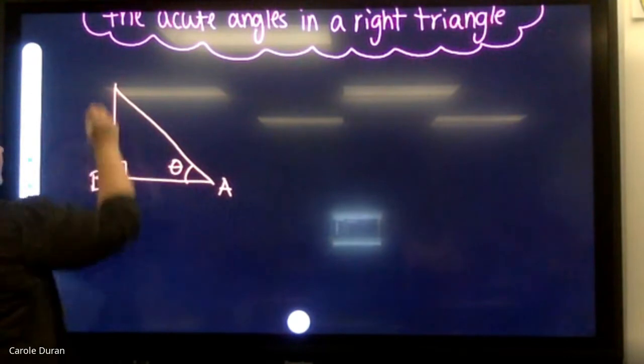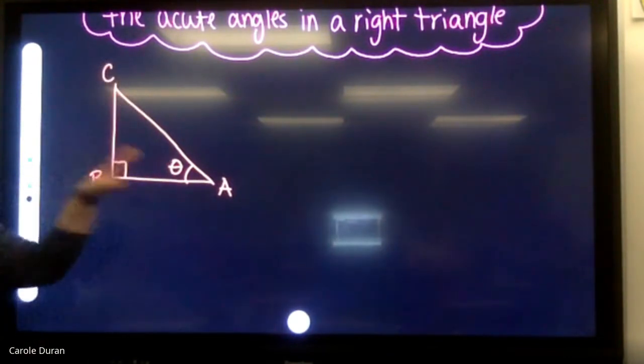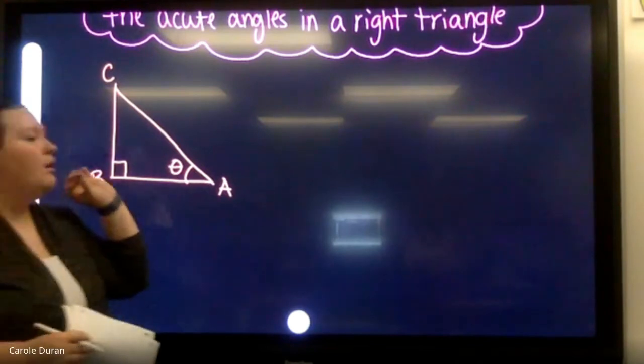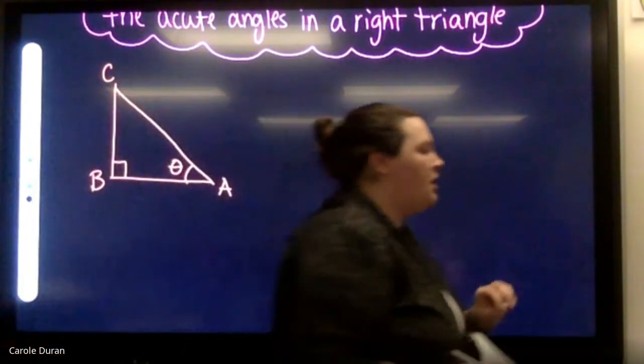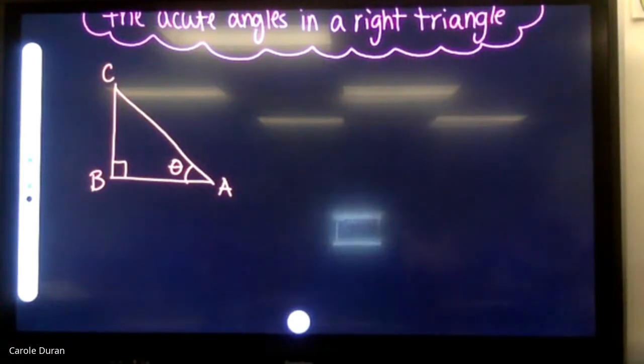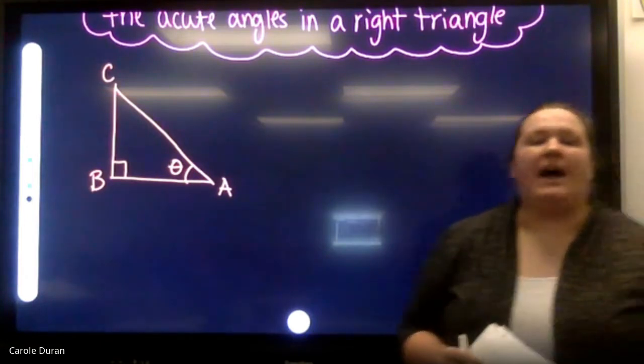we can also go ahead and label our vertices in case that's helpful as well. So right now, angle A is the theta that I'm dealing with. Okay? These trig ratios have us identifying our triangle sides as three things. One is the opposite side, one is the adjacent side, and one is the hypotenuse.